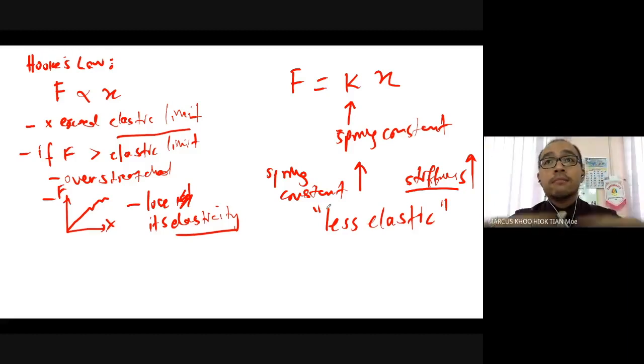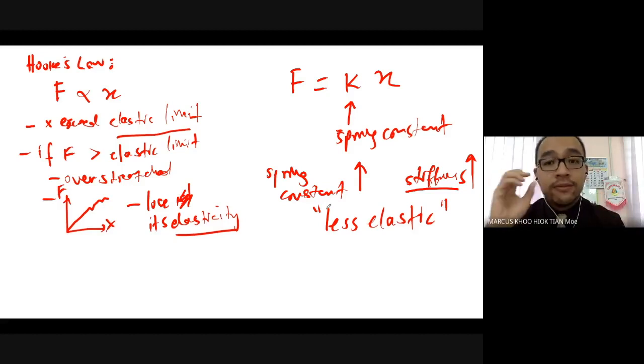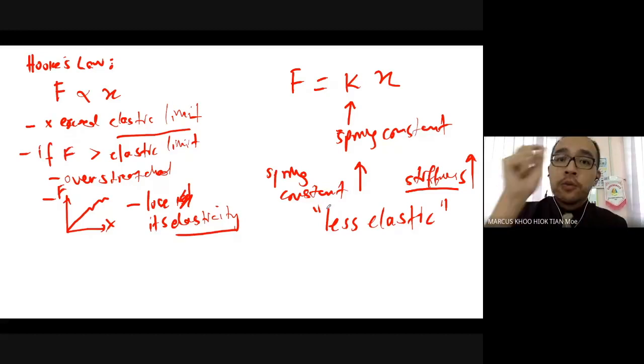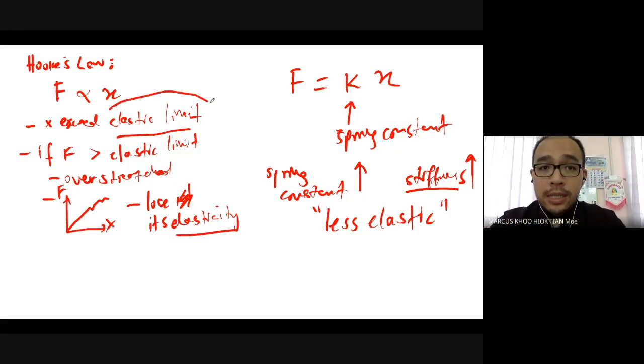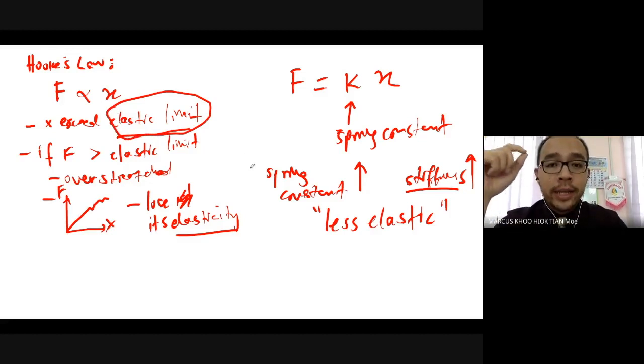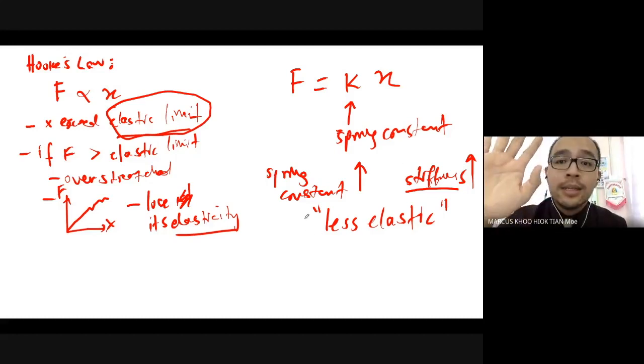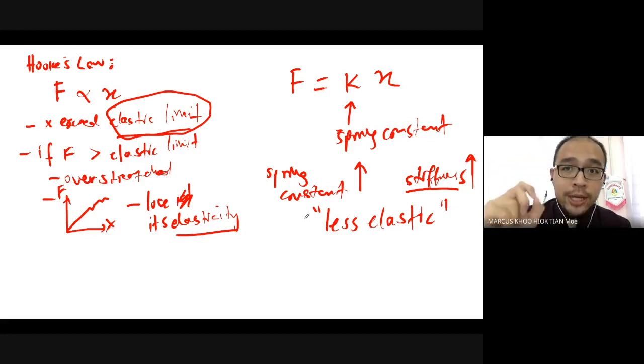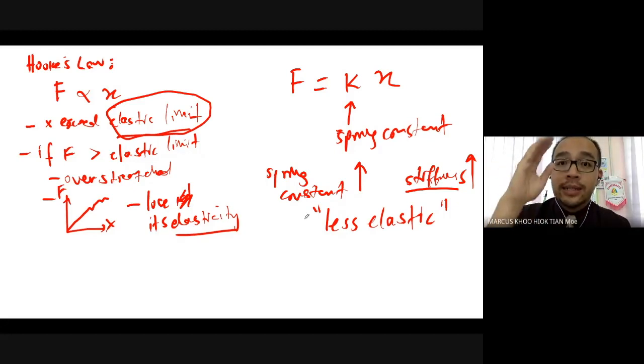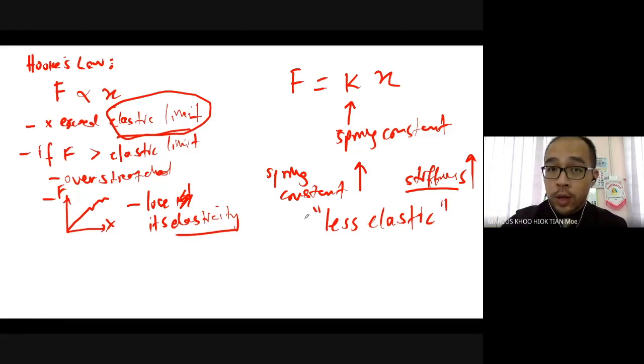Because dia sangat keras, it cannot take that much tension. It can take a lot of force, but it is less elastic. Dia susah untuk kembali kepada keadaan asal after dia punya elastic limit. This is something we really need to remember, because a lot of people think kalau spring constant tinggi, stiffness tinggi, means elasticity pun tinggi. Salah. When the spring is very stiff, the elasticity dia akan berkurang, and this is very important.